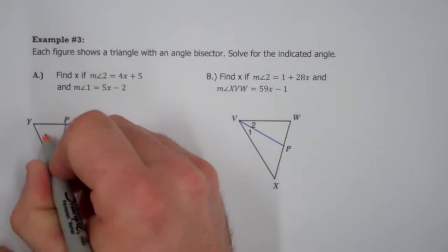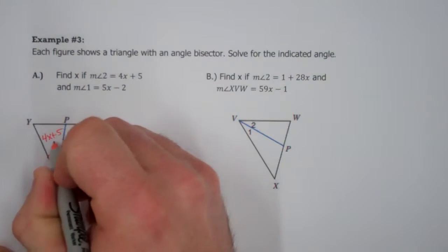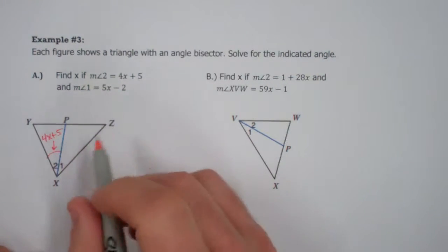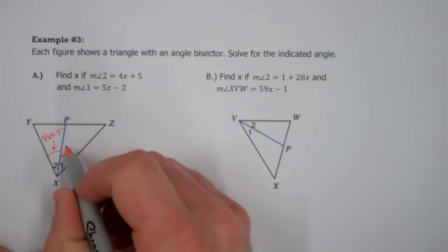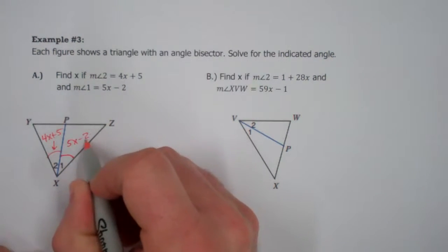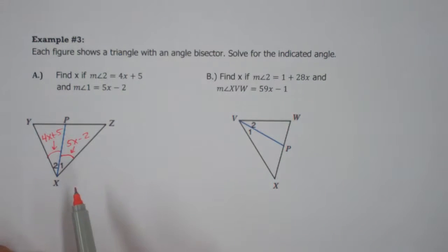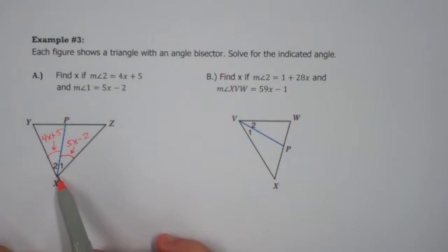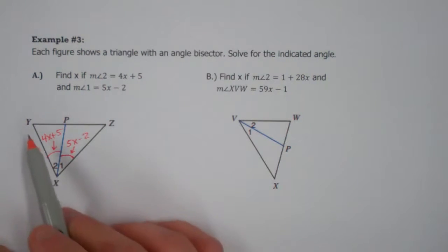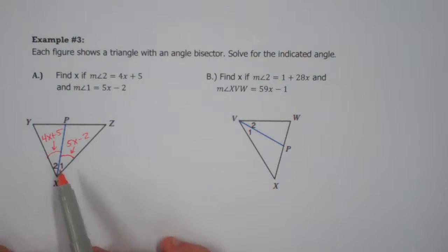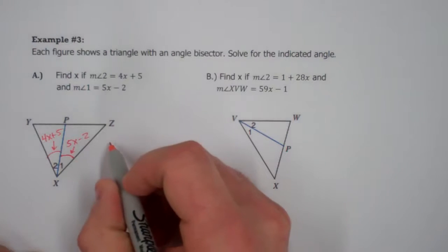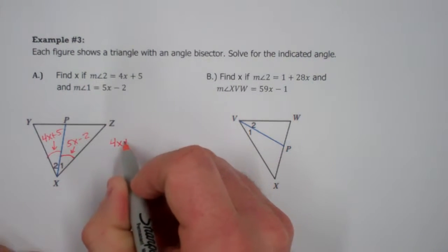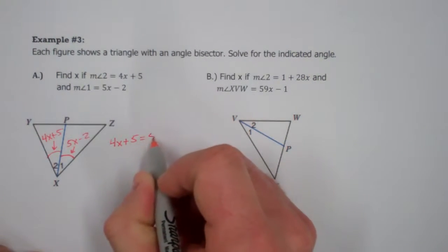So this measure is 4x plus 5, and the measure of angle 1 is 5x minus 2. Now remember, with an angle bisector, and that's the part in blue here, XP is the bisector, it splits the angle here, YXZ, into two congruent pieces. So we know that their measures are equal.